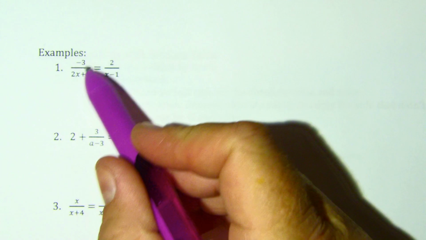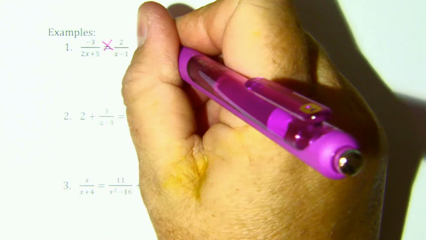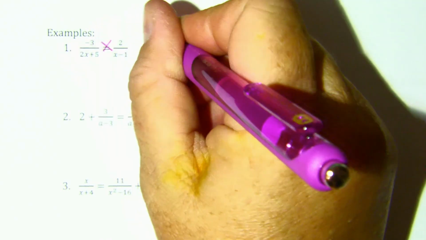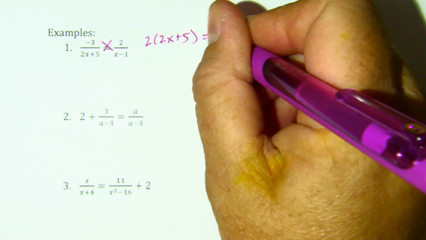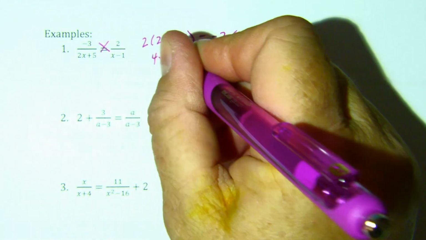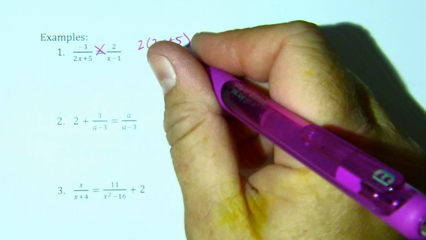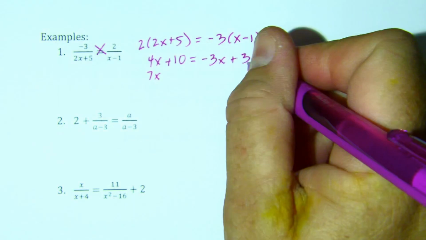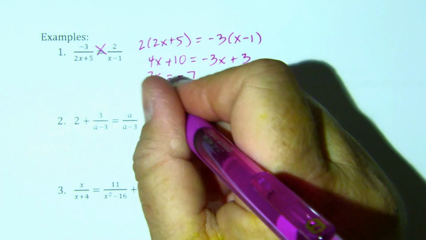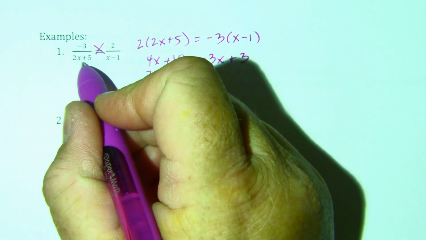And we have a few examples here. So we have one where we're going to use cross multiplying, and then we have a couple more where we're going to multiply by our common denominator. So cross multiplying here, I have 2 times 2x plus 5 is equal to negative 3 times x minus 1. Distributing here, we get 4x plus 10 is equal to negative 3x plus 3. Adding 3x to both sides, 7x, subtracting 10, negative 7, dividing x is equal to negative 1.